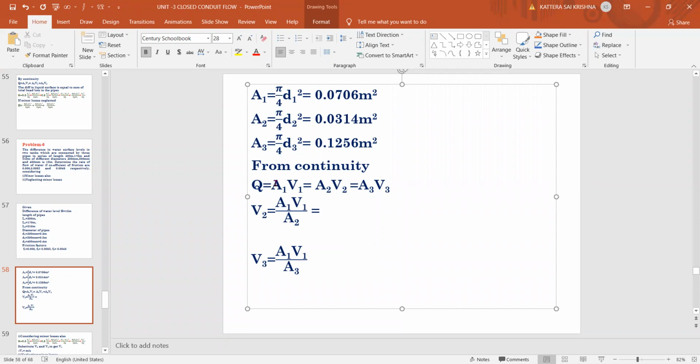Okay. So from these two, if you take A1 V1 equal to A2 V2, take V2 equal to, from this condition you can take V2 equal to A1 by A2 into V1. So now substitute the A1 value and A2 value, and you can get V2 in terms of V1. Right. So 2.248 V1.